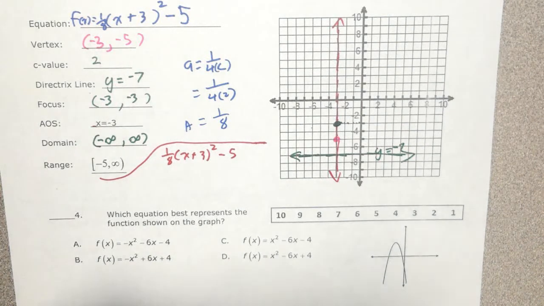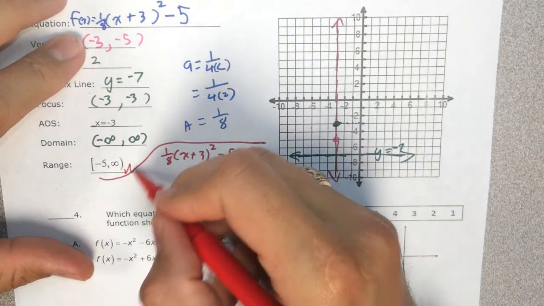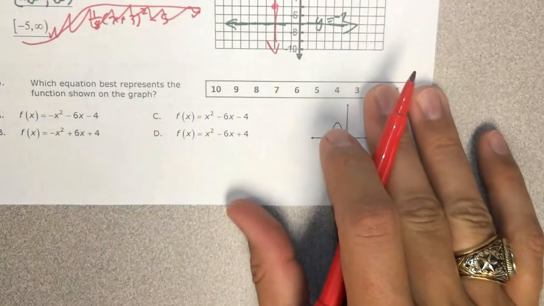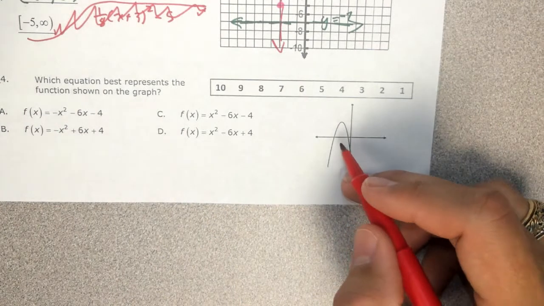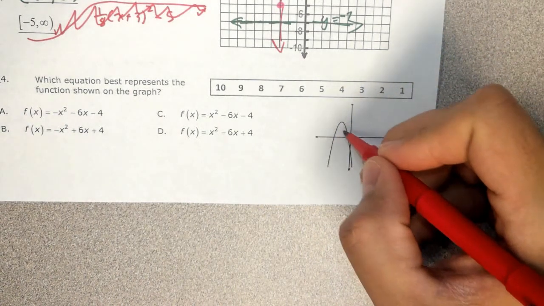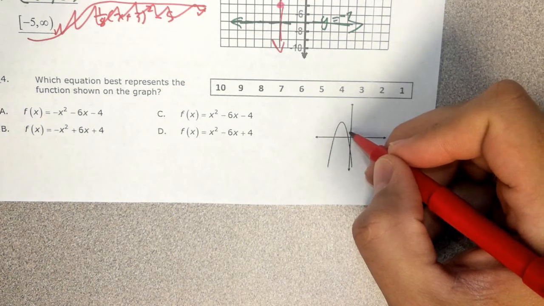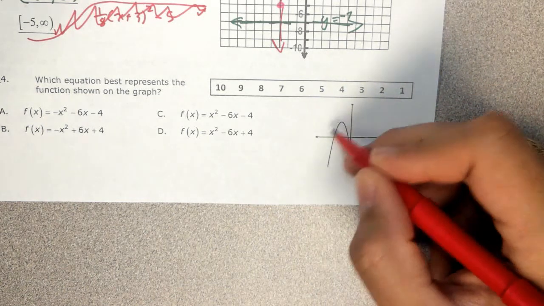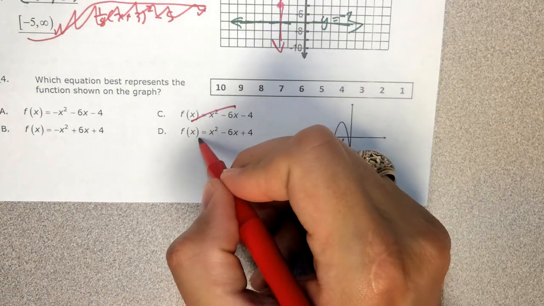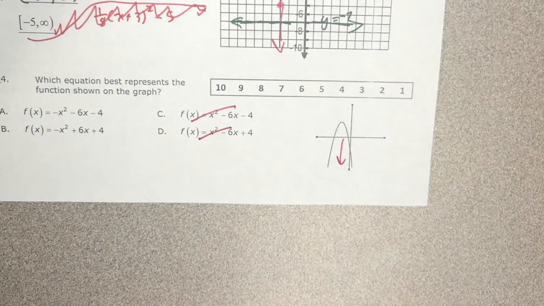Okay, so I was wrong. We're not converting this to standard form like we did above. We actually need to just look at this graph here. Let's get a couple of the attributes and see what's happening. First thing we need to know, it opens down. Which means this one and this one are out.